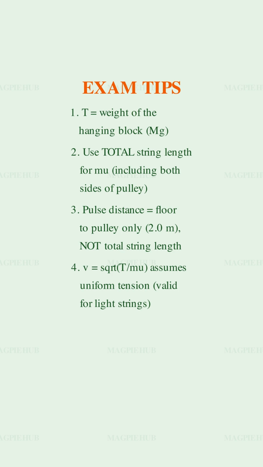Tip 3. The distance the pulse travels is only the floor-to-pulley length, not the total string length. Tip 4. The formula v equals root T over mu is valid when the tension is uniform throughout the string. Here the string is light, so we can treat the tension as uniform.